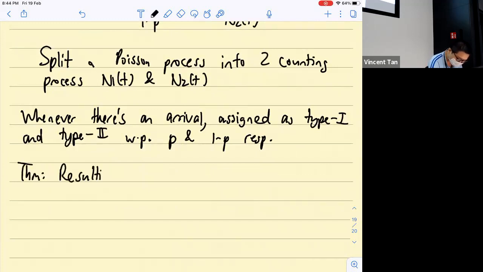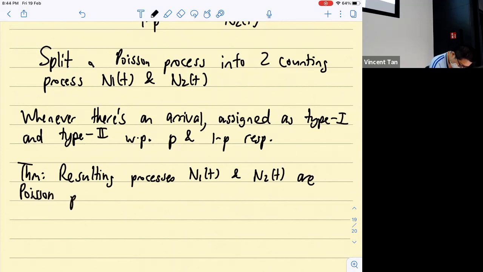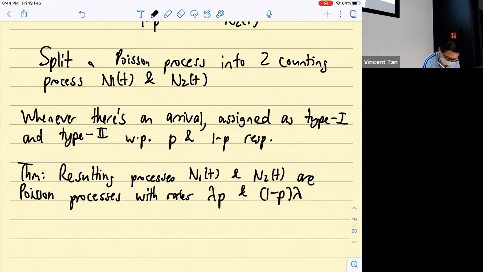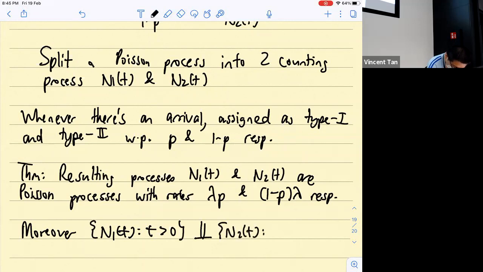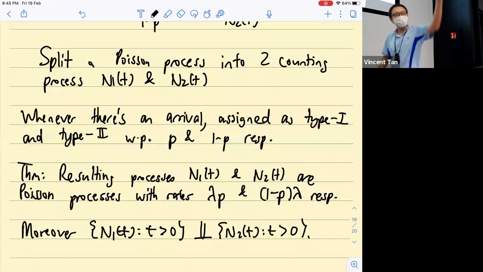The resulting processes, I already told you the story. N1(t) and N2(t) are Poisson processes with rates lambda p and, respectively, 1 minus p times lambda. This is the first statement. Moreover, N1(t) is independent of N2(t). So there are two statements to prove here, and we'll prove them in one sweep in the next 5 minutes.